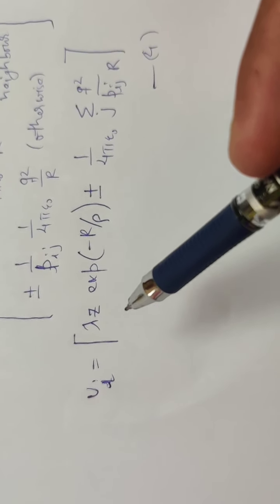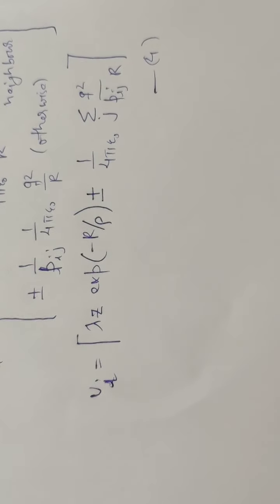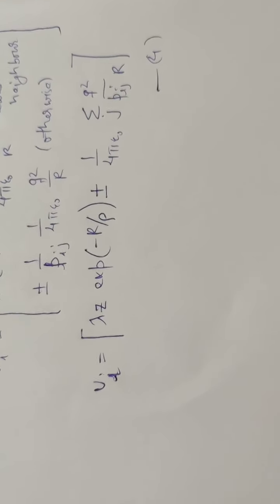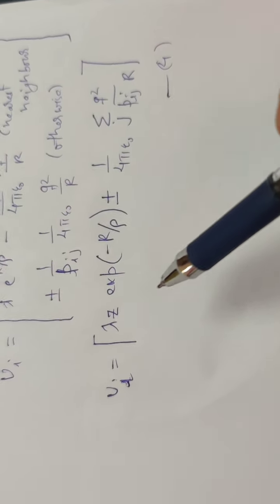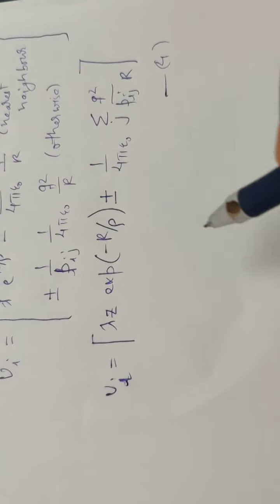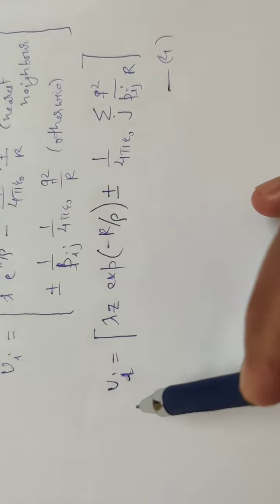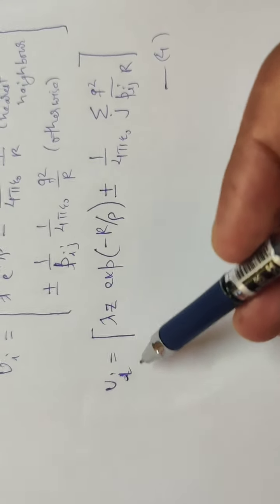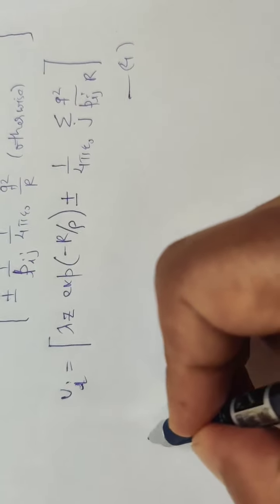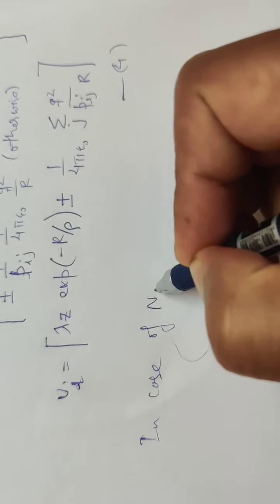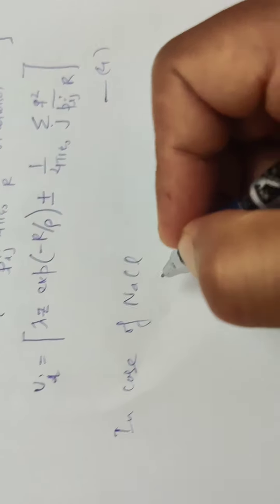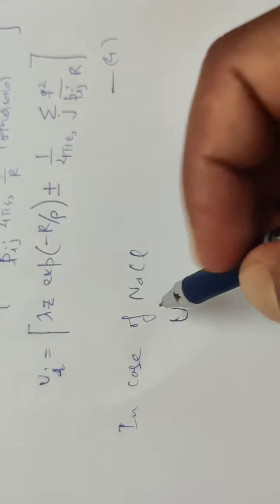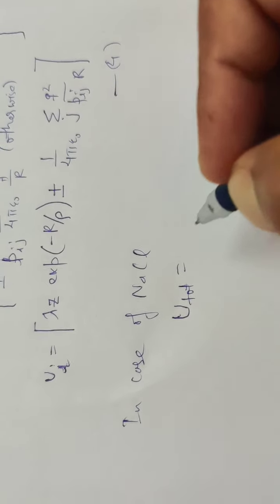So it may be taken as positive or negative, as long as it is not near the surface, and hence neglecting the surface effects in the sodium chloride crystal, U total, this U_i, does not depend upon the reference ion. So this will be U total, and also surface effects are neglected.